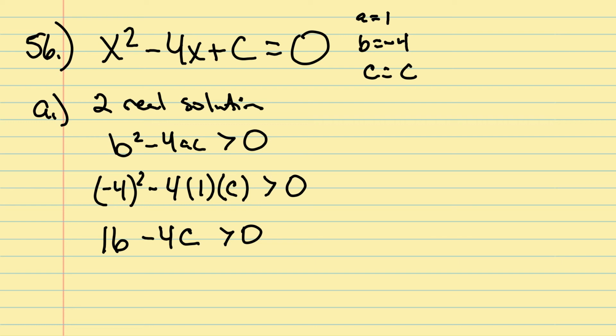So I just have to get c by itself. So I subtract 16 from both sides. I get negative 4c is greater than negative 16. I divide both sides by negative 4. Remember, when you divide by a negative, you have to flip the inequality, so I get c is less than 4.